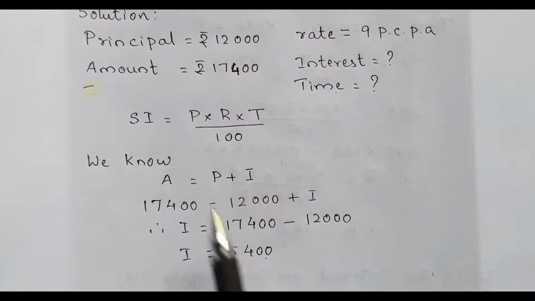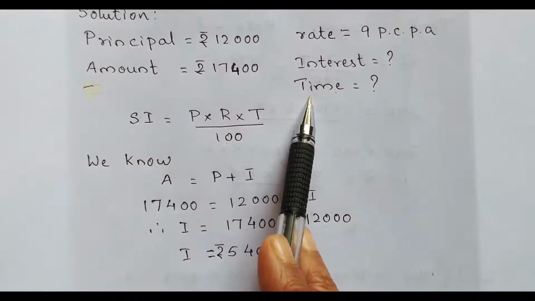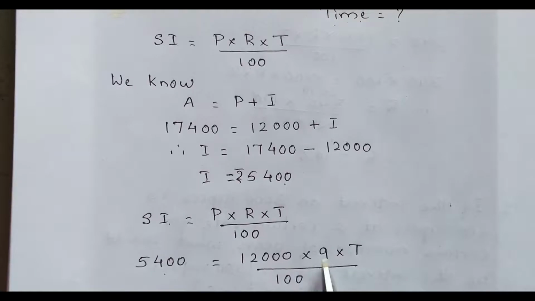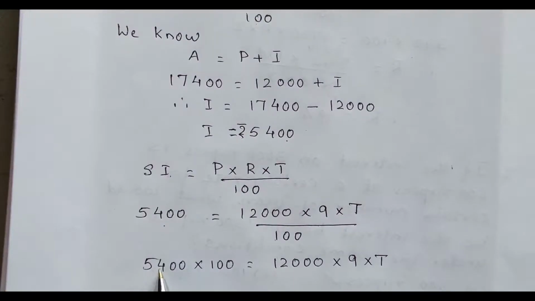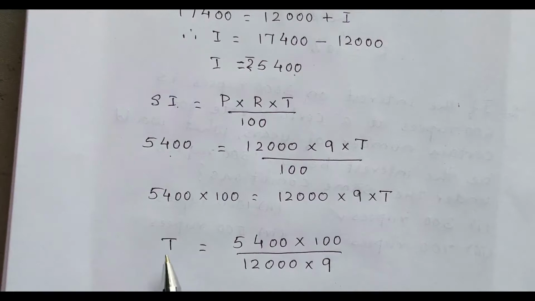Now let's substitute all these values in the equation. SI is equal to PRT upon 100 and find out the time. So the formula is SI is equal to PRT upon 100. Substituting the values, simple interest 5,400 is equal to 12,000 multiplied by 9 multiplied by T upon 100. Cross multiplying, we get 5,400 multiplied by 100 is equal to 12,000 multiplied by 9 multiplied by T. From this we will get T is equal to 5,400 multiplied by 100 divided by 12,000 multiplied by 9.